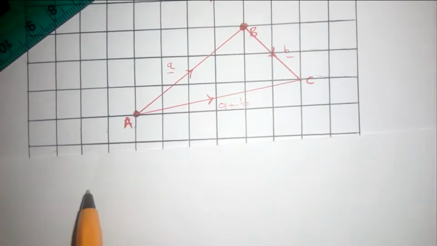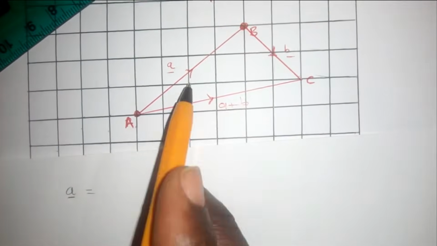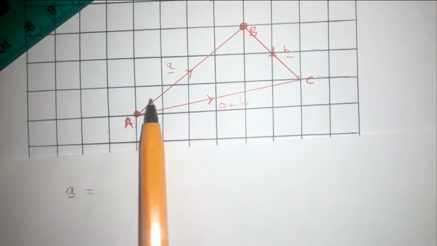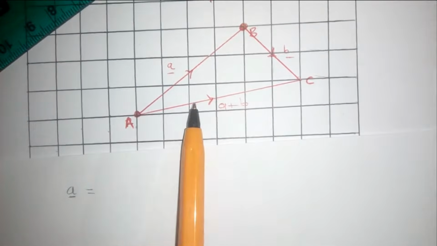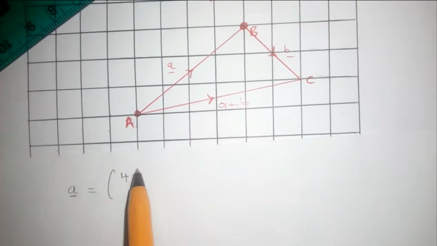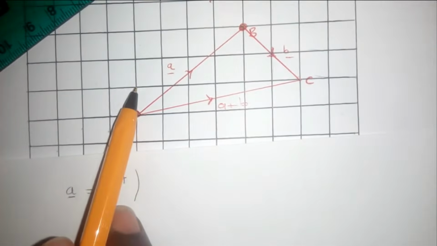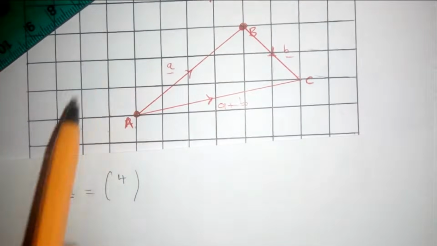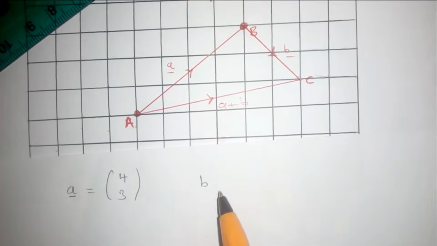We can find A. What is vector A? Vector A is this one, from A to B, so count: 1, 2, 3, 4. So it was a 4. And then from here going up, it will be 1, 2, 3. So it's 4 and 3. What about vector B?